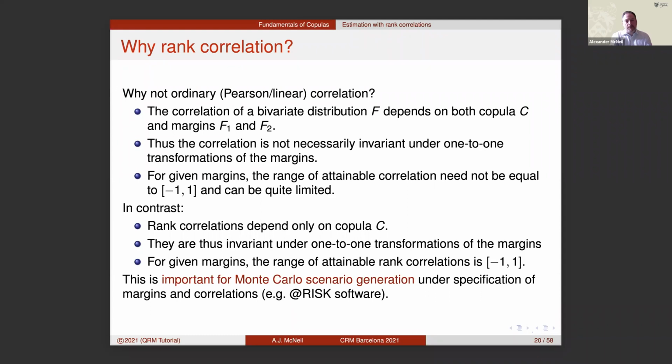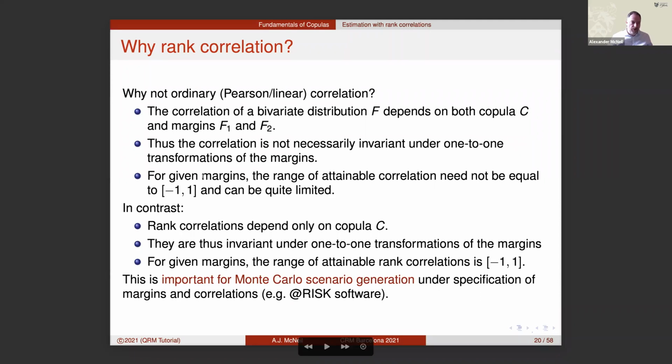So it is something that depends on the whole distribution and not just the copula. Moreover, it's not necessarily invariant under one-to-one, strictly increasing transformations of the margin. That is a property that the copula has that the correlation matrix doesn't, which can be convenient for estimation. Another important reason we don't use linear correlation is that the range of attainable correlations is not equal to -1, 1. So what do I mean by that?